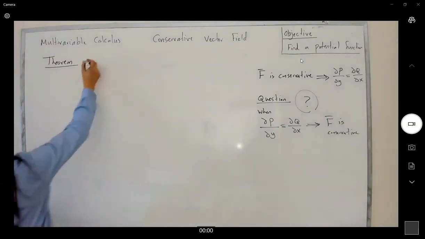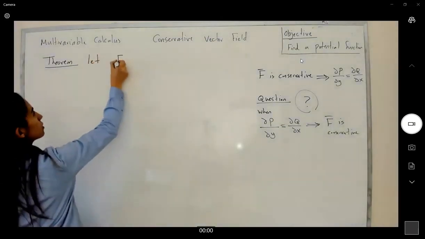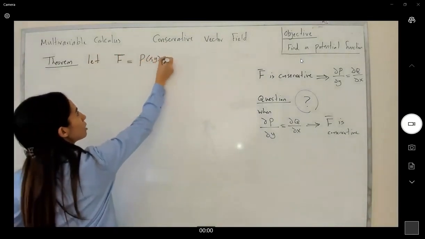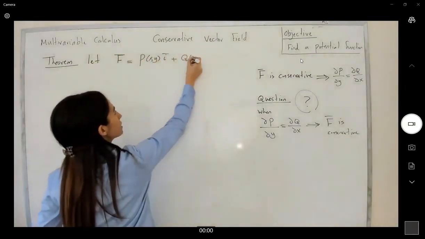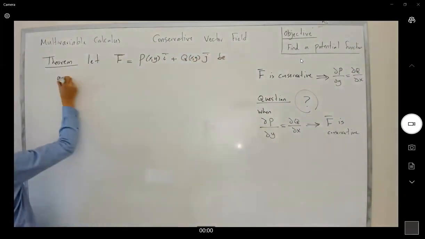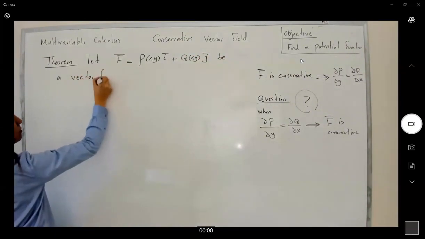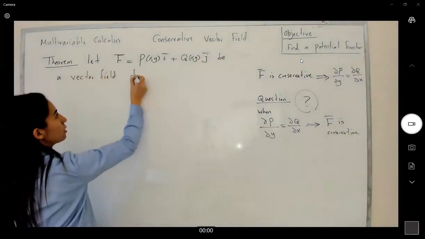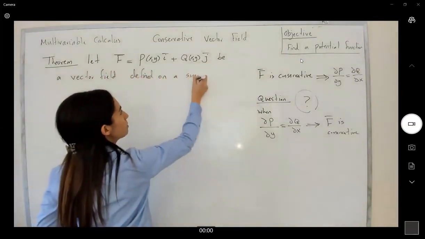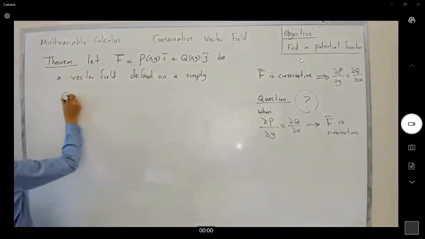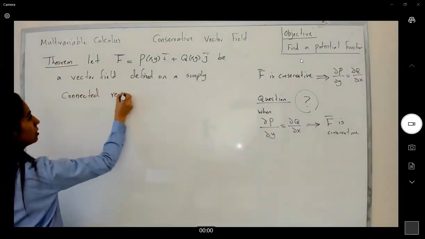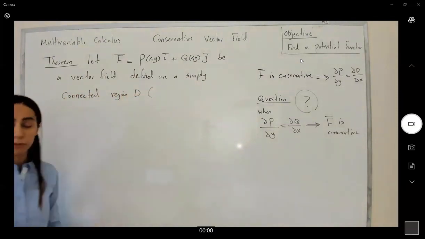So let vector field F be defined as P of x and y plus Q of x and y, be a vector field defined on a simply connected region like D. What do I mean by that?